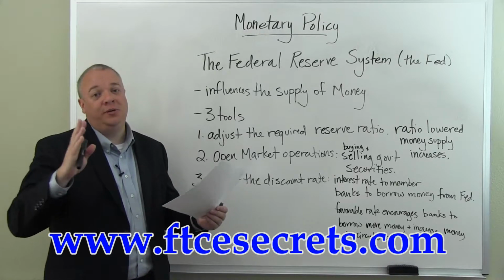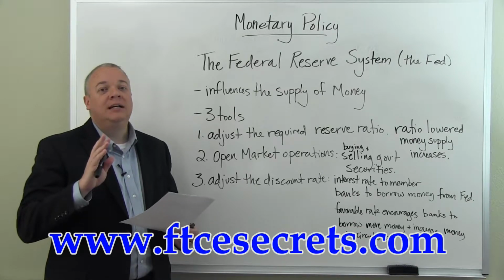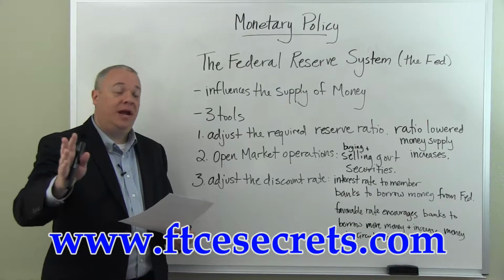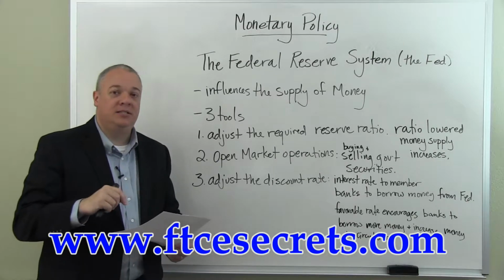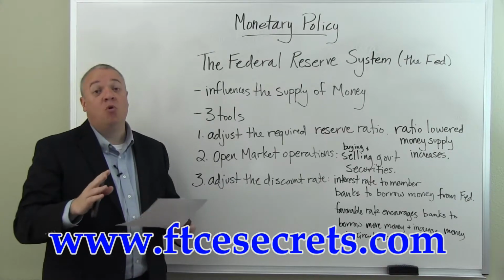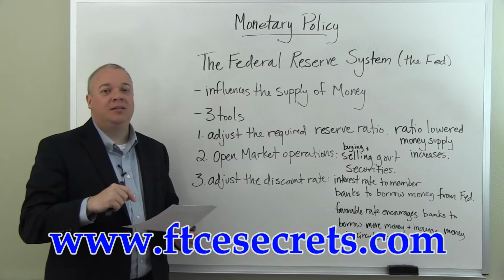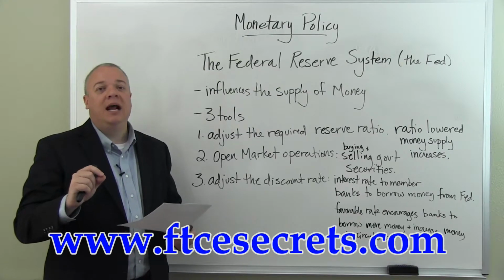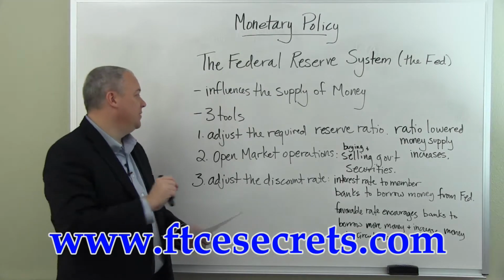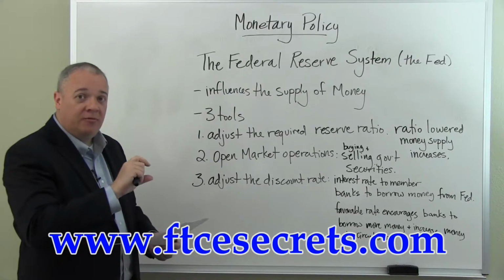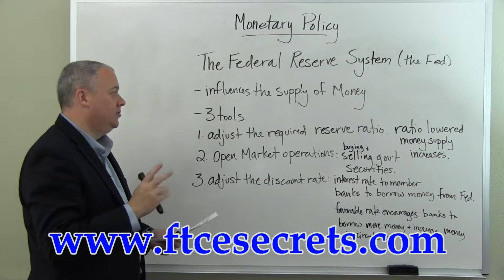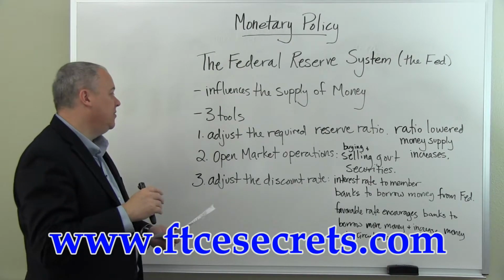If the reserve ratio is low, that gives more money at disposal for the bank to loan out, and therefore a lowered ratio means the money supply increases. If they have a higher ratio, they have to keep more on hand based on how much is deposited there, then there's less money to lend and the money supply decreases. So they adjust the required reserve ratio for member banks. They lower that ratio, money supply increases. Raise the ratio, money supply decreases.